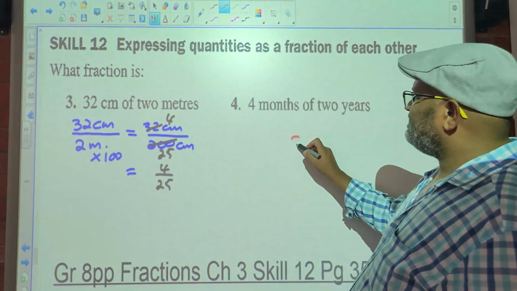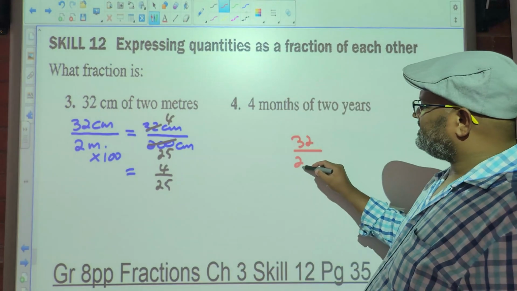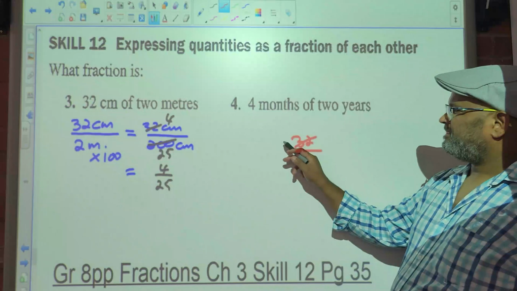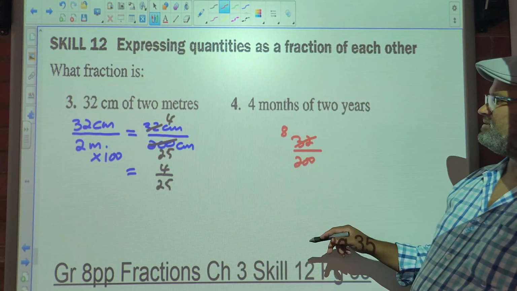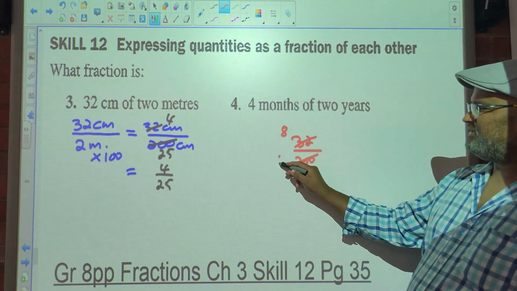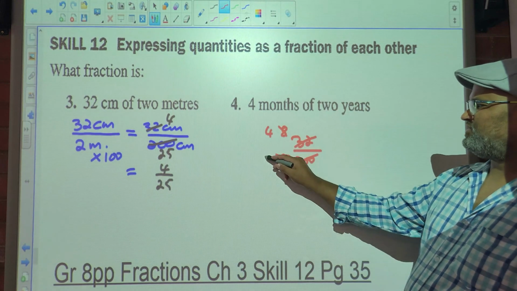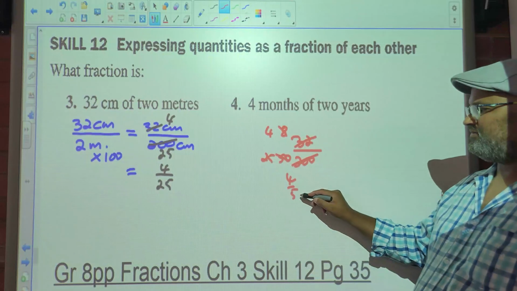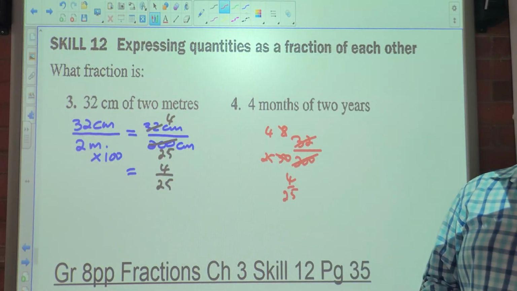Okay, if that's a bit too much for you, you go 32 over 200. 4 goes into 32 8 times, is that correct? And 4 goes into 200 50 times. Then 2 goes into 8 4 times, 2 goes into 50 25 times. So it's 4 over 25. You guys understand?